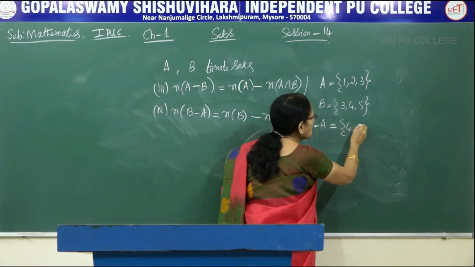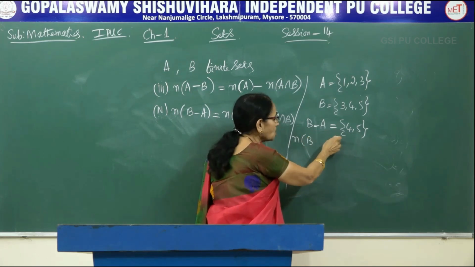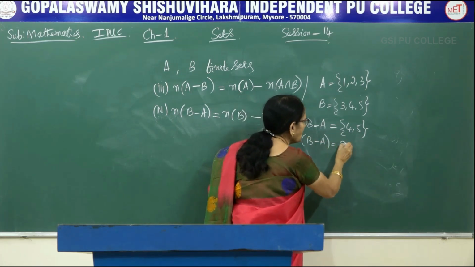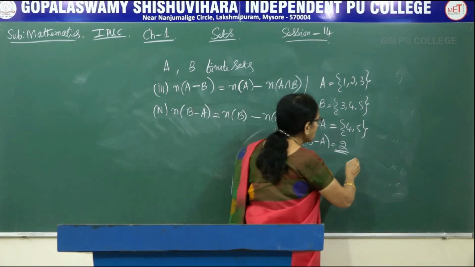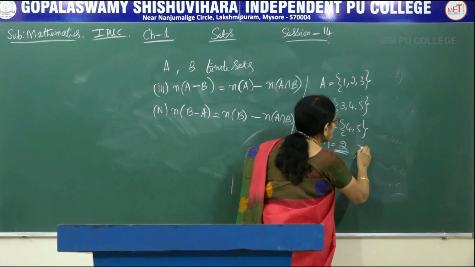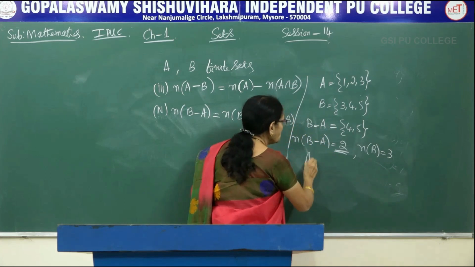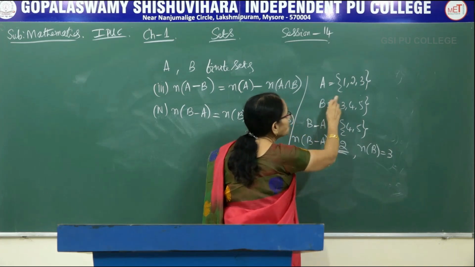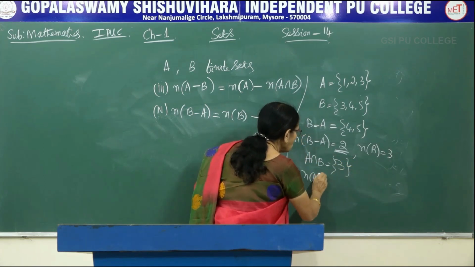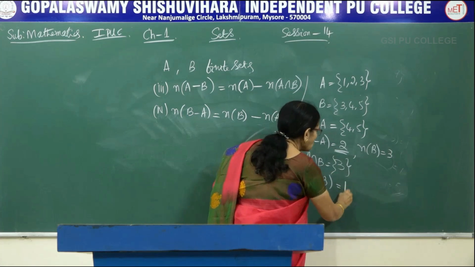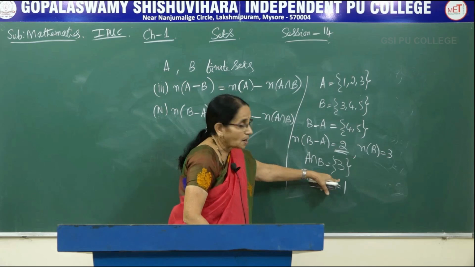That means 4, 5. Now take the number of elements. This is giving the set in the roster form. I am finding the elements. How many are there? B minus A also has 2 elements. Now N of B has 3 elements, and then what is A intersection B? A intersection B is again a singleton, and what is N of A intersection B? That is 1. So N gives the number and A intersection B gives the elements here.